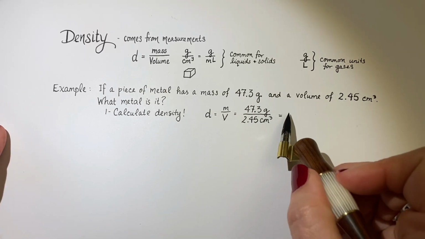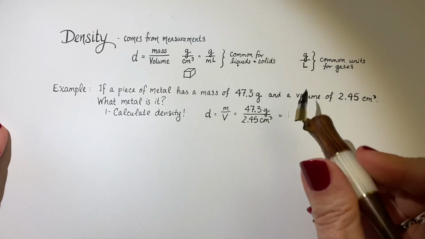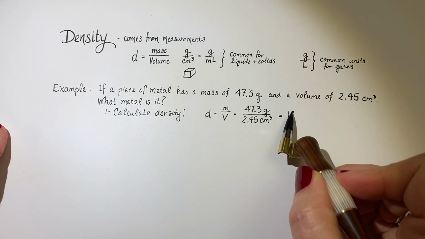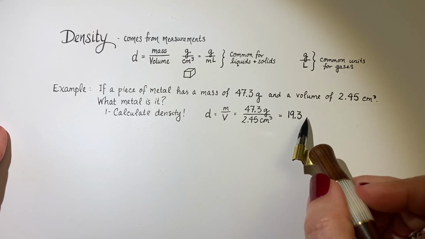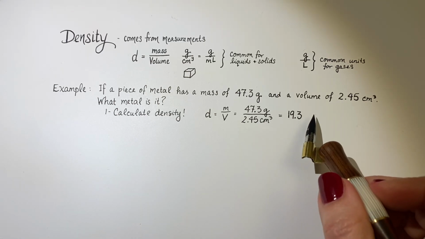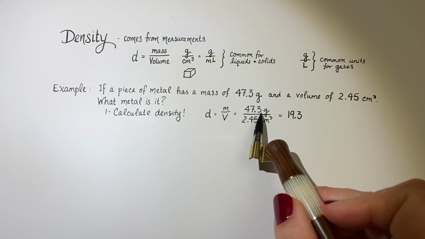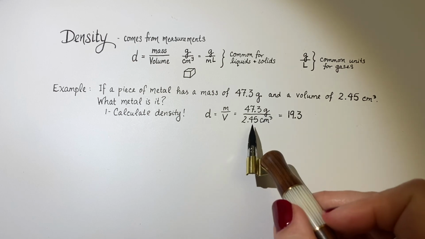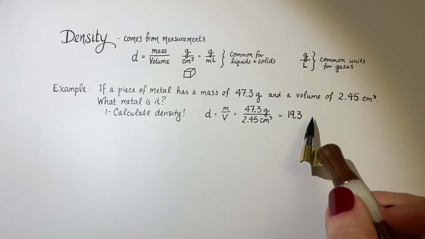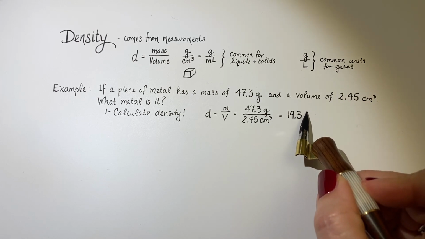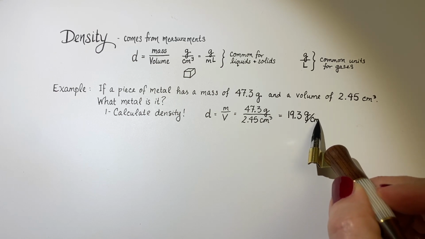So 19. We always want to report the units. So we look here and we see that we divided a unit of measurement that was in grams by a different unit of measurement that was in centimeters cubed. So we need to maintain all those units. So this unit is grams per centimeters cubed.